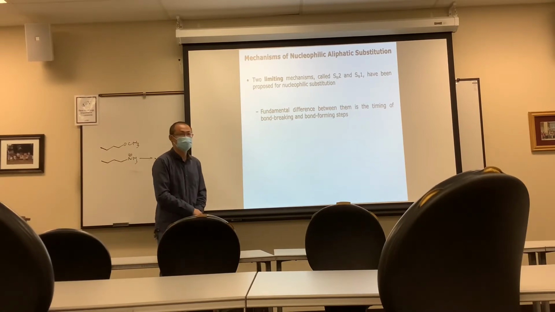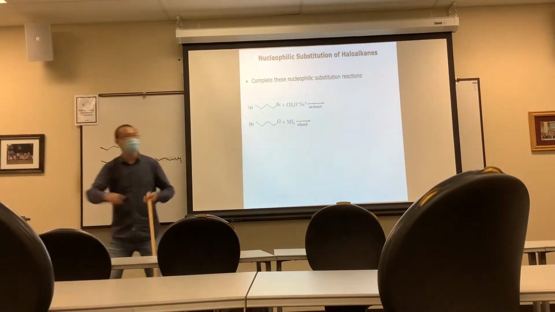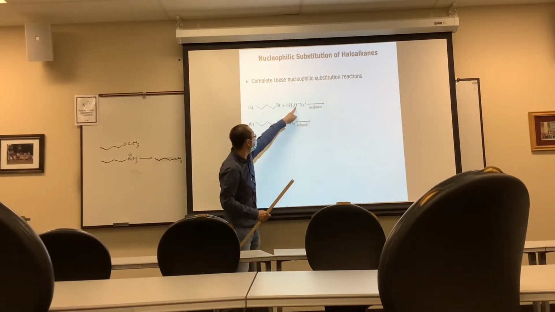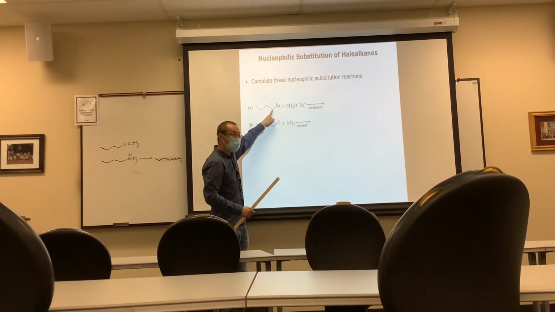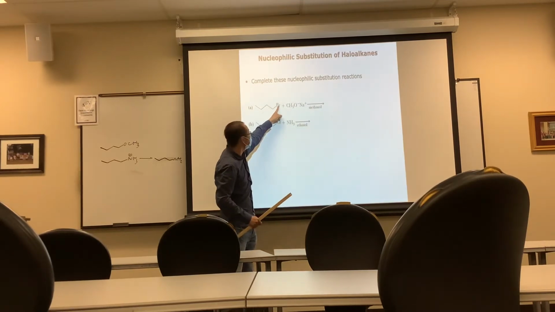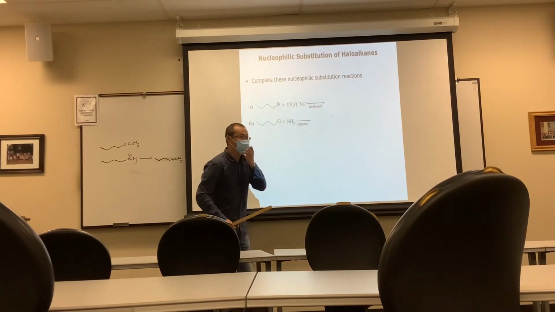The difference between these two mechanisms is the timing between the bond breaking and bond forming. If you take a look at this reaction again, no matter what type of nucleophilic substitution, we're going to make a bond between what? The nucleophile and what? And the electrophile. Is that right? And then what? Break the bond between the electrophile and what? The leaving group. Is that right, guys? You're making a new bond and breaking a bond. Does it make sense?